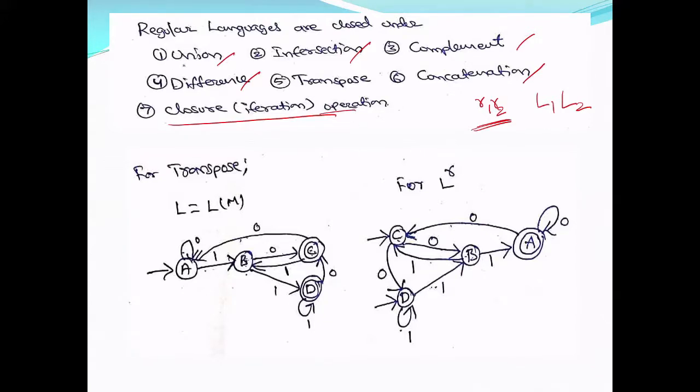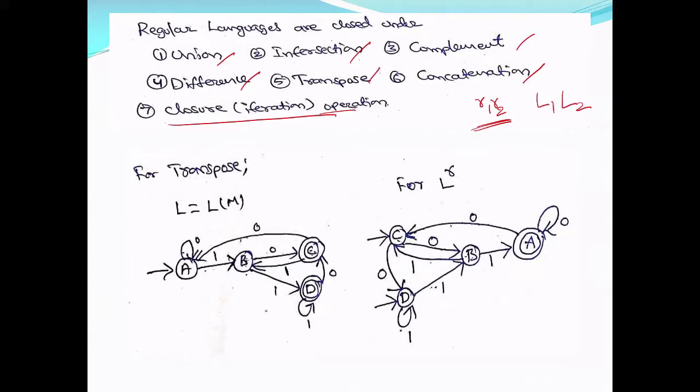Closed means if regular languages are closed under union, then if you take any two regular languages, their union is going to be once again a regular language. And similarly, L1 intersection L2, then L1 dash, L1 minus L2, and L1 L2, and the closure operation, that is the iteration operation. Now let us go for transpose.